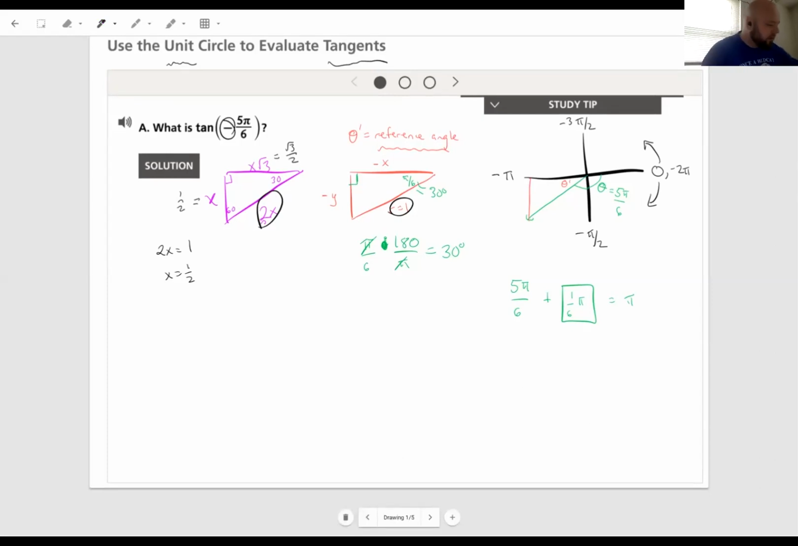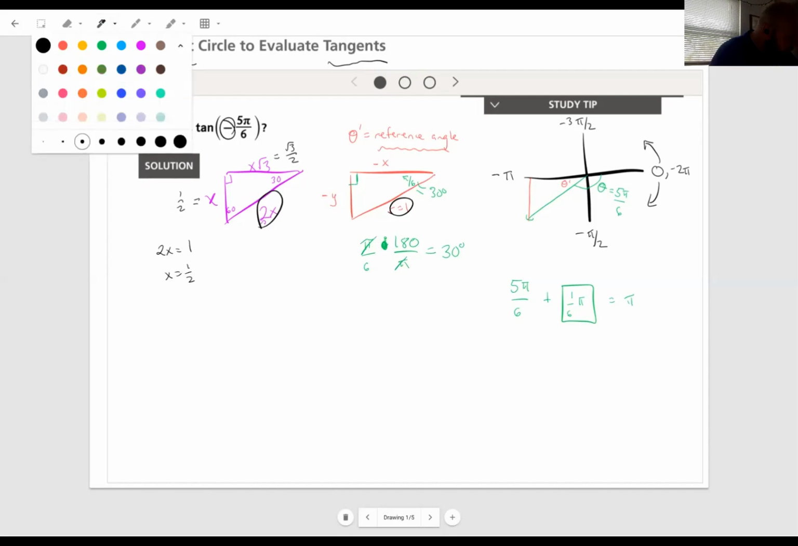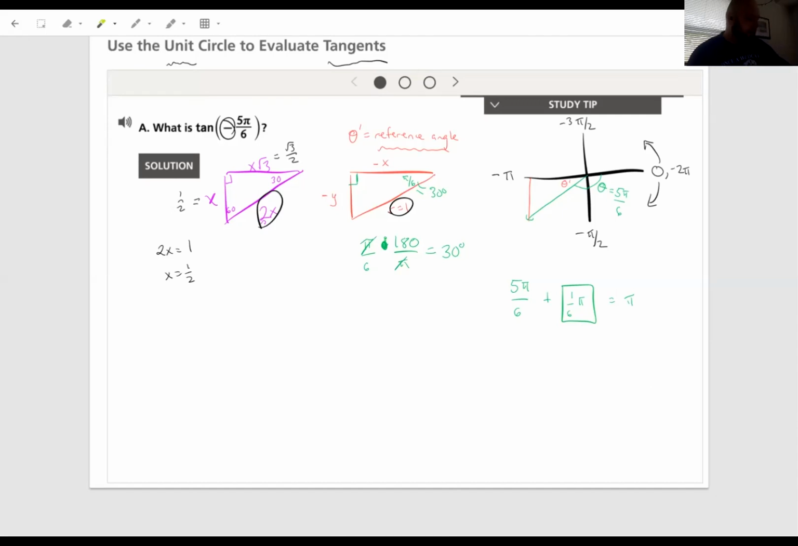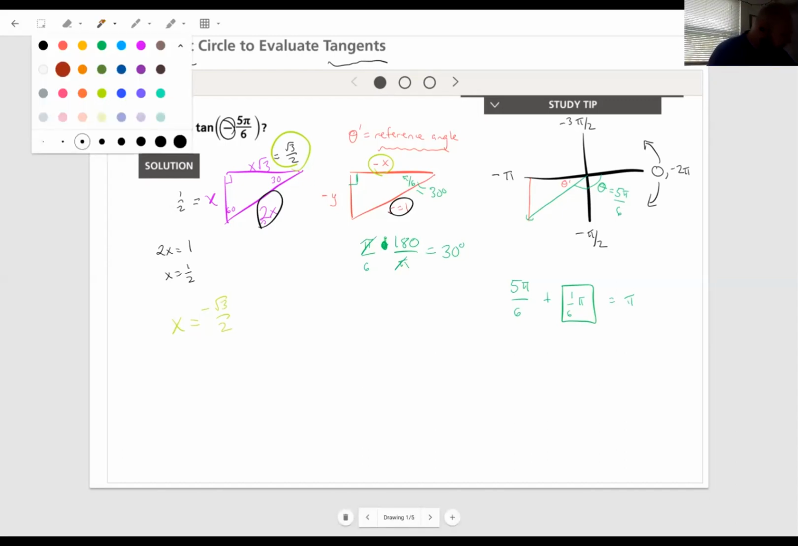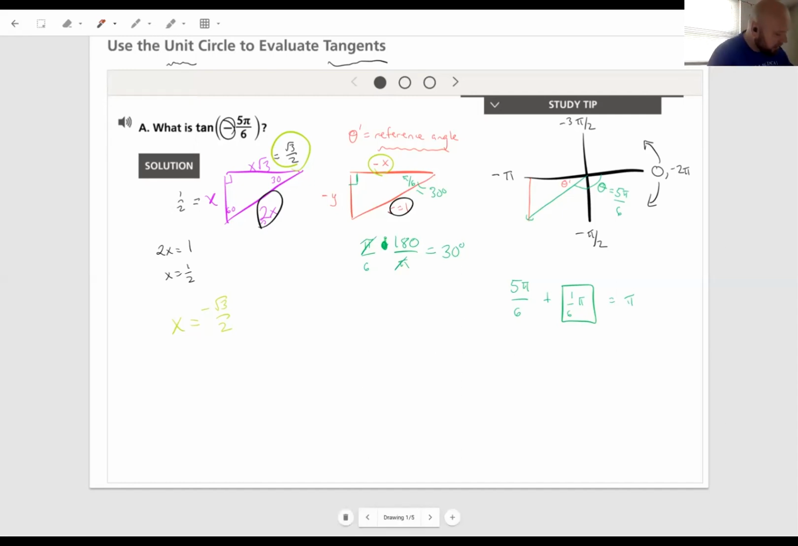And on our shape, let's see, we'll do neon green for our x value. This is your x, this is your x. So x has to be negative √3 over 2. And let's change to, I think that's like maroon. I'm not really sure. The y value right here is this number. Your y value is negative 1/2. So based off all that, that's great, cool.